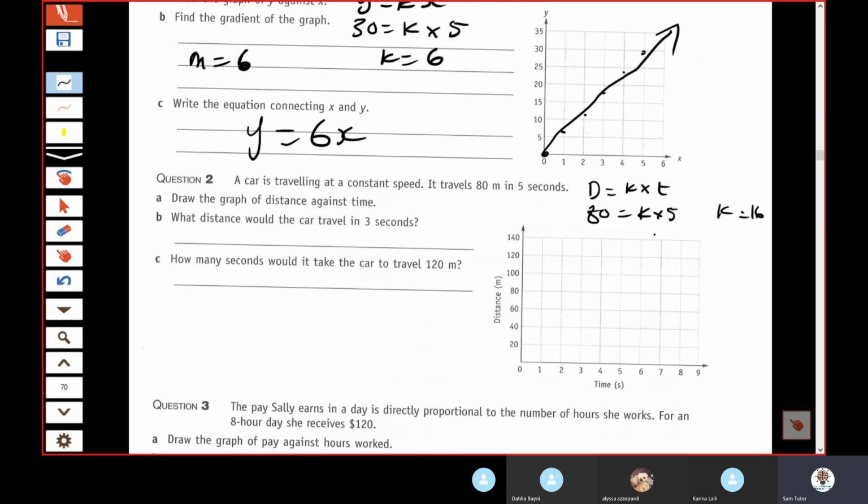Yep. So your new equation is 16 times t, and then again 16 times 0 is 0, 16 times 1 is 16, 16 times 2 is 32, 16 times 3 is 48, and so on and so on. And you pretty much draw your line eventually. What distance would the car travel in 3 seconds? 16 times 3.